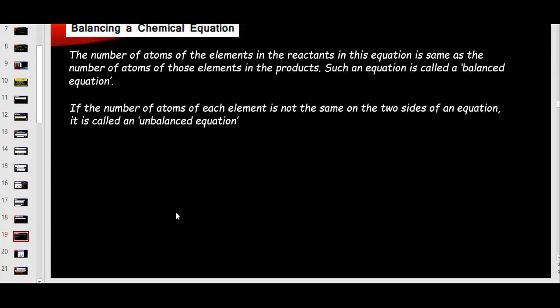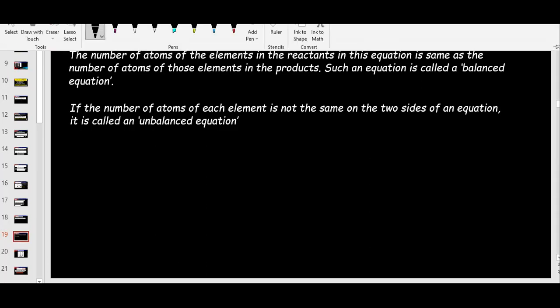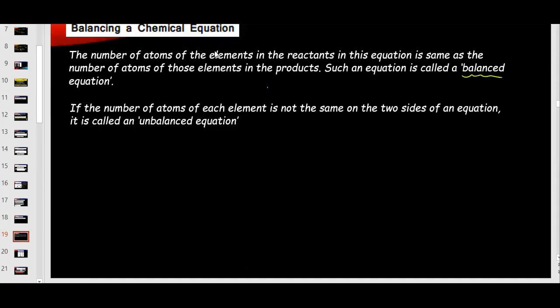Balancing a chemical equation. Let's talk about balancing a chemical equation now. Till here we have understood the convention which is used while writing chemical reactions. Now we will talk about balancing a chemical equation. The number of atoms of the elements in the reactants in this equation is the same as the number of atoms of those elements in the products. So whatever the number of atoms of the elements present in the reactants, the same should be present in the products. Such equations are known as balanced equations.